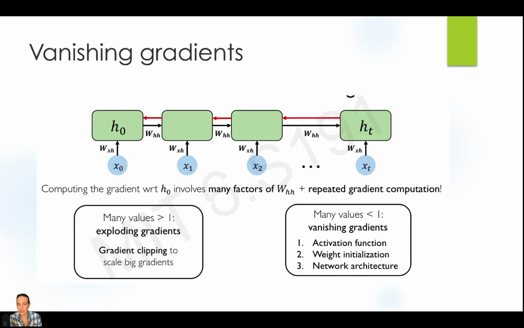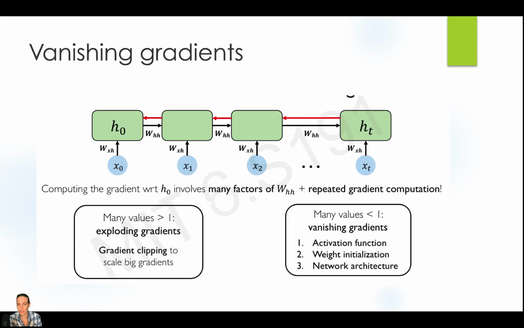Okay, so we see again here the forward propagation of the hidden weights, the black line, and then the backpropagation the other way around. Now, computing these gradients with regard to the hidden state 0, the first time step, involves many factors of this weight matrix. Remember, it's always the same, plus repeated gradient computation. This can be problematic for two reasons.